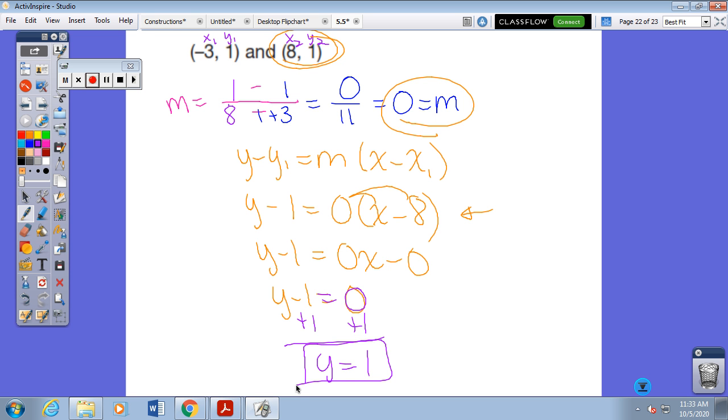Okay, and that is our lesson for point slope form.